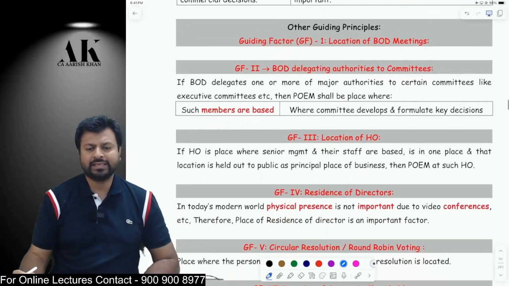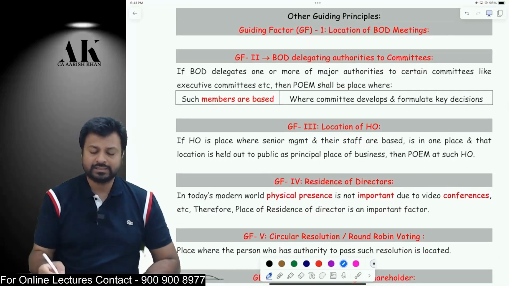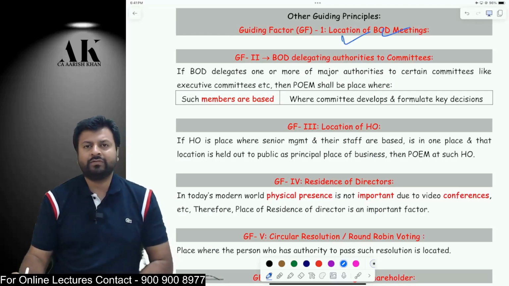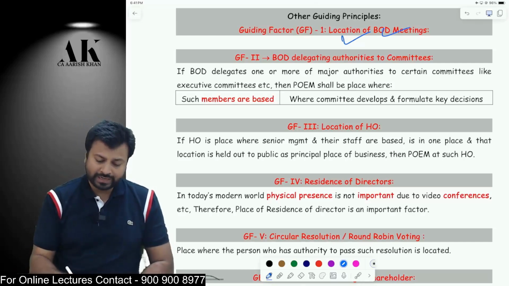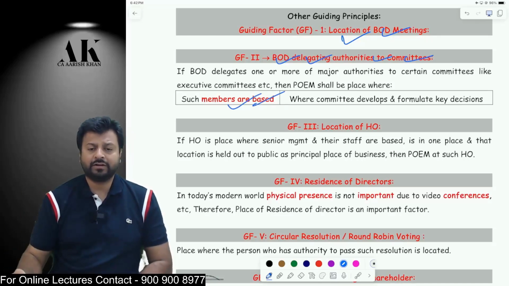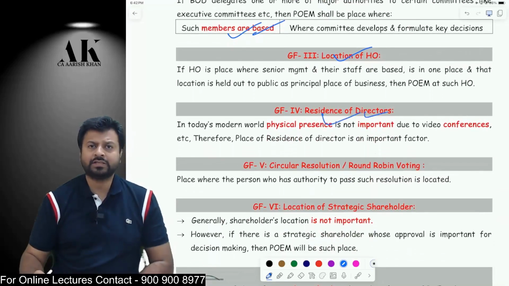Further, the CBDT has given other guiding principles also. That is, a lot of guiding principles are given. For example, you need to also identify the location of the board meetings. Where the board of directors are doing their meetings, that can also be the place of effective management. We can also see if the board is delegating some of the authorities to some committees, then we need to see where the members of the committees are based. That can also be called a place of effective management. Then the location of the head office can also be the place of effective management. Then the residence of the directors can also be an important place of effective management.